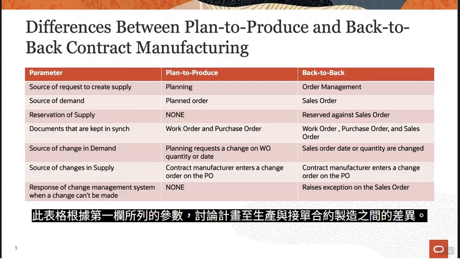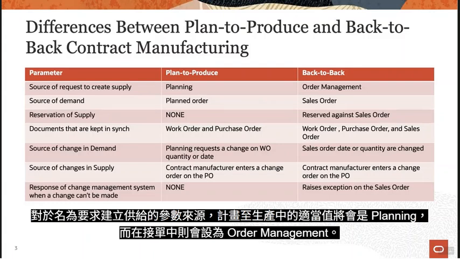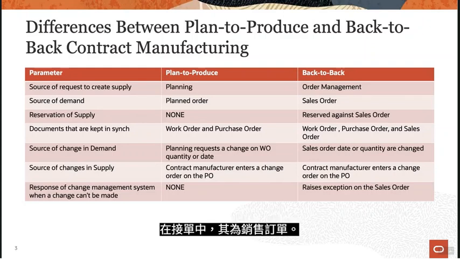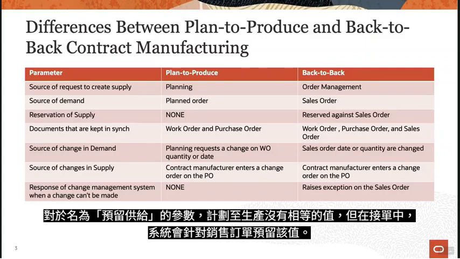For a parameter named source of request to create supply, the appropriate value in plan to produce would be planning, whereas in back-to-back would be set to order management. For the source of demand parameter, the plan to produce value is planned order, in back-to-back it's sales order. For the parameter named reservation of supply, there is no equivalent value for plan to produce, but in back-to-back it would be reserved against sales order.